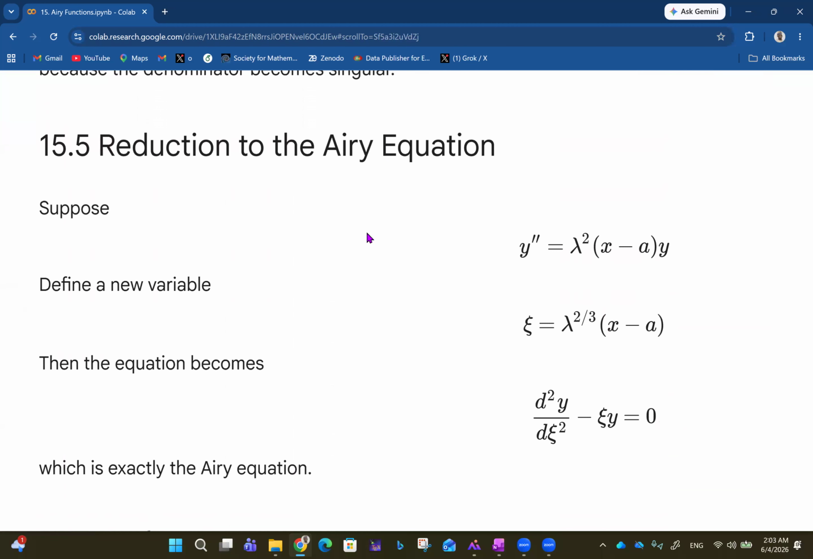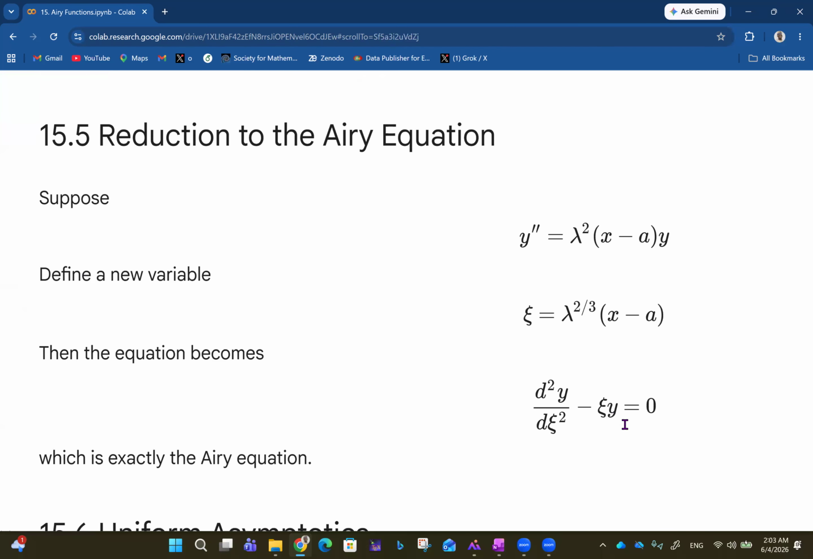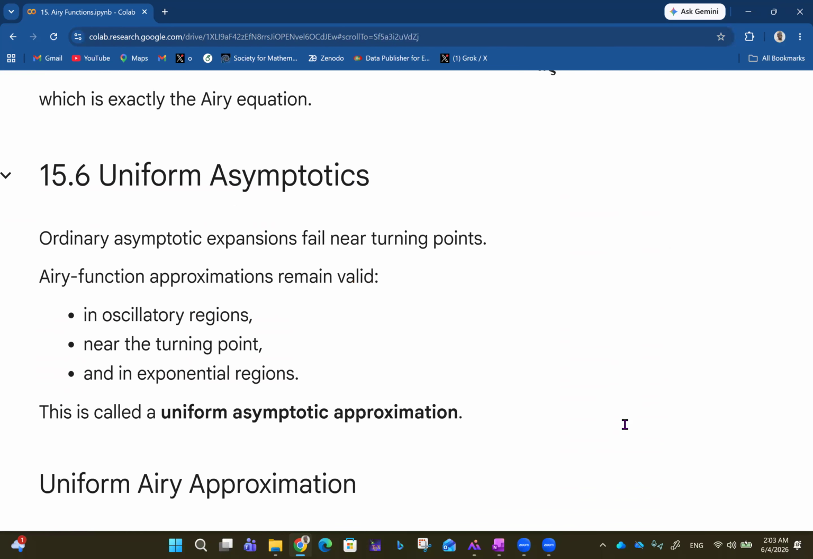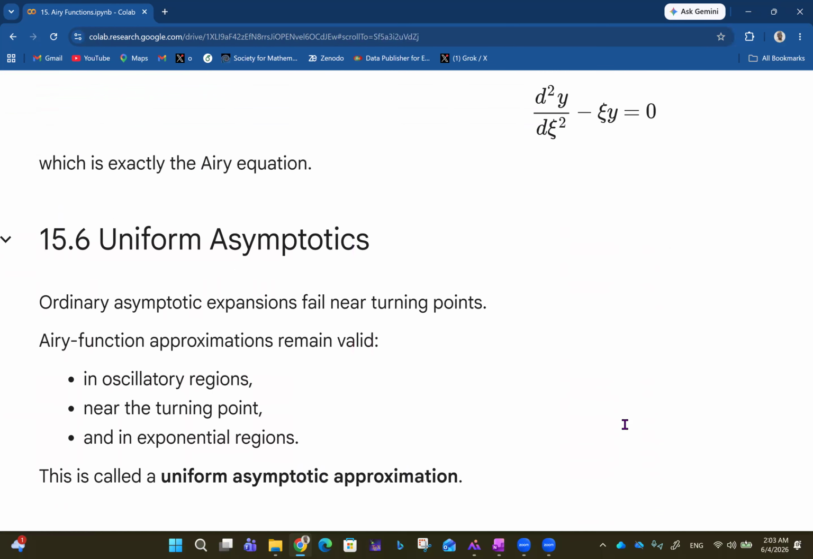So to reduce it to the Airy equation, we then have y double prime equals lambda squared times x minus a, times y. So if you define a new variable epsilon as lambda raised to 2 over 3 times x minus a, then the equation becomes d squared y over d epsilon squared minus epsilon y equals 0, which is exactly the Airy equation there. Okay. So with that in place, we can go ahead to talk about uniform asymptotics.